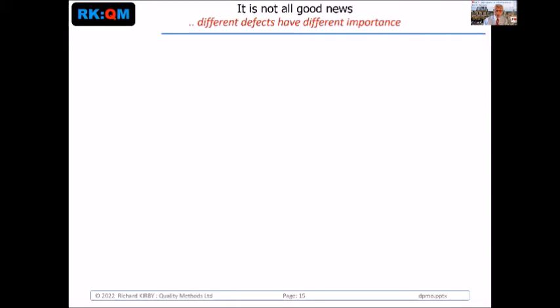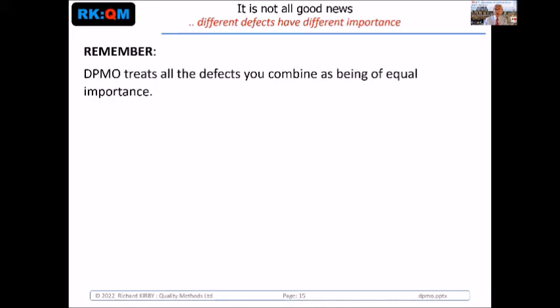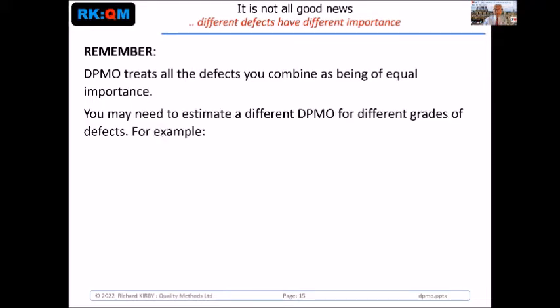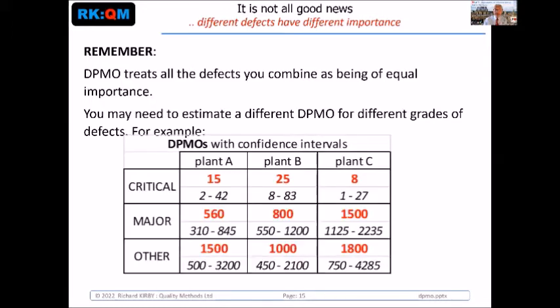It's not all good news. Remember, combining ppms to provide the DPMO will treat all the defects as being of equal importance, unless we use a different DPMO for different grades of defects. Here's a table comparing overall quality of cans from 3 plants, but separating the quality into 3 types: critical defects, major defects, and other less important defects.